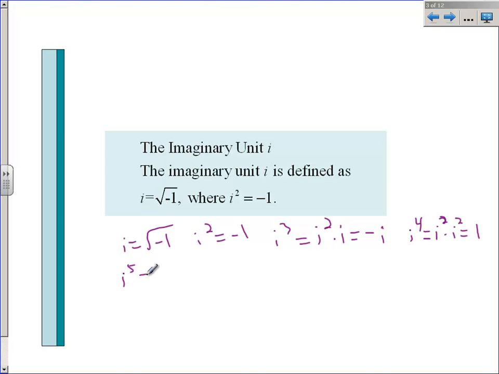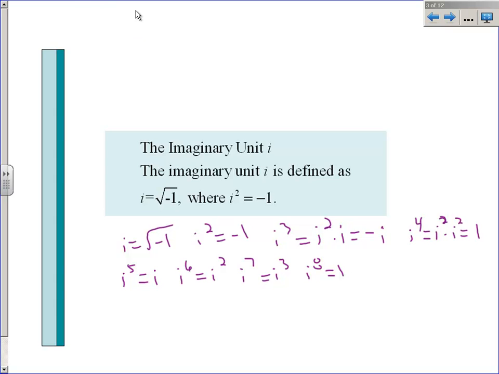i to the fifth is the same thing as i. And i to the sixth is i squared. And i to the seventh is i cubed, and i to the eighth is back to 1. So your answers to i to any power, this is a common SAT kind of question too. i to any power, you need to see this pattern. They go in multiples of 4.